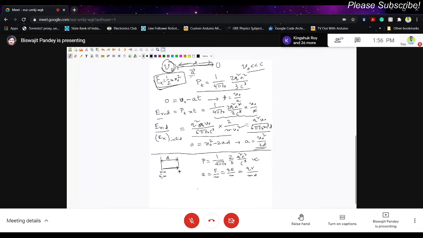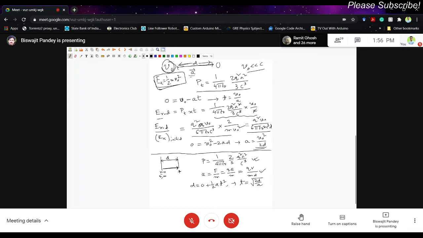So in this case, d will be 0 plus half of a into t square. This gives you the time taken by the charged particle to go from one plate to the other plate, t equal to the square root of 2 times d by a. And you already know what a is, right?